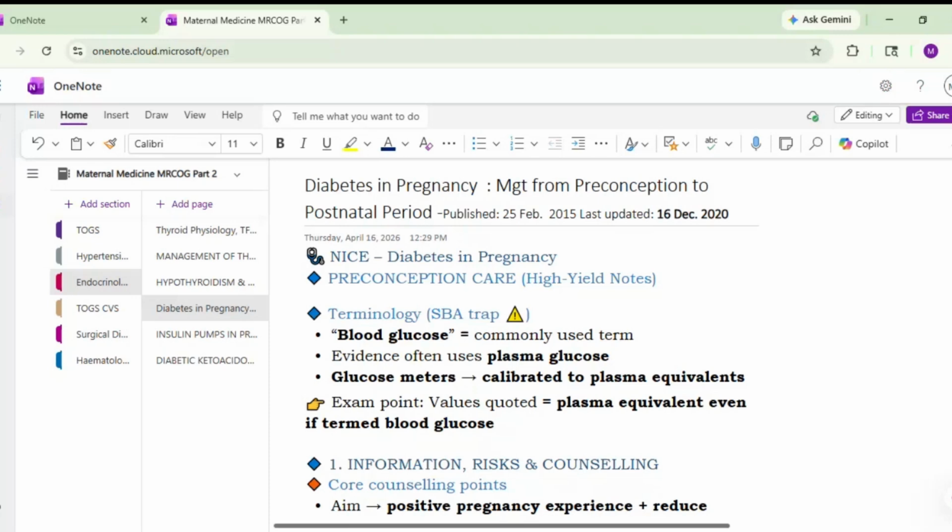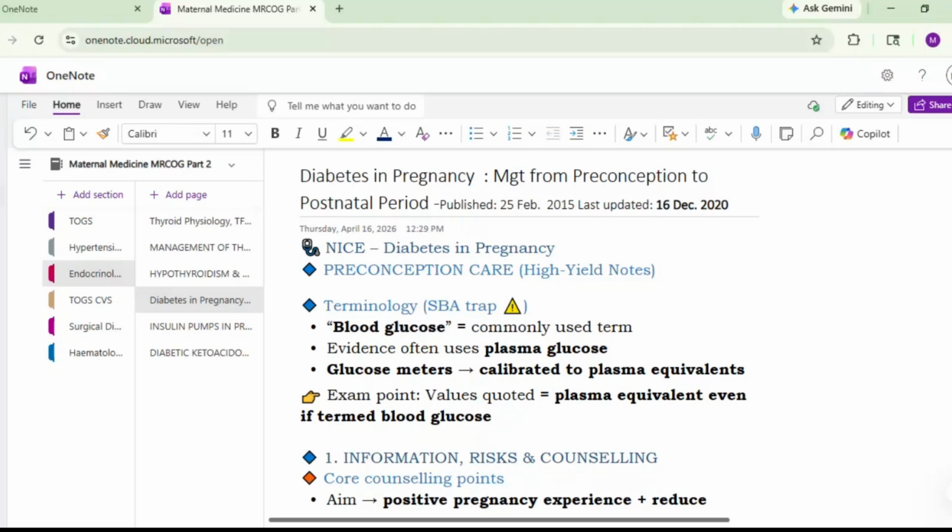So today's topic is going to be very important from the MRCOG examination point of view. It is important from Part 2 as well as Part 3. For Part 2, generally lots of SBAs and EMQs, at least 2 to 3 EMQs, can be asked from this particular topic. And for Part 3, there can be an OSCE station.